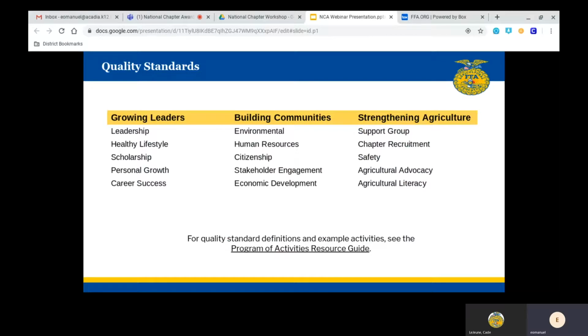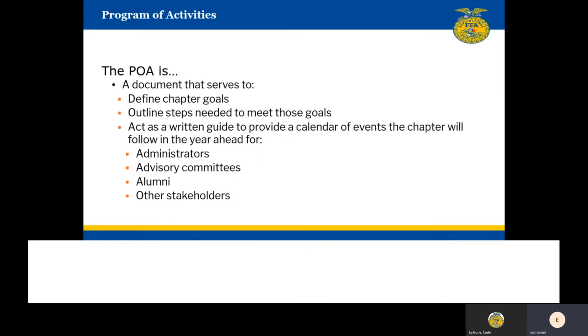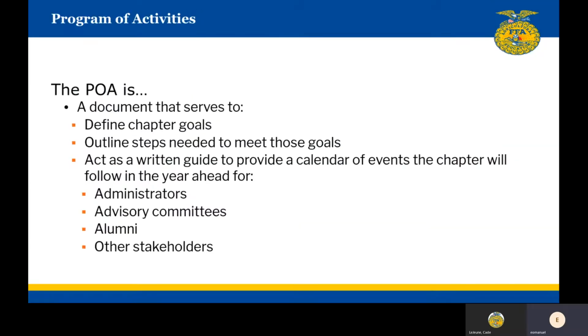So we have leadership, healthy lifestyle, scholarship, personal growth, career success, environmental, human resources, citizenship, stakeholder engagement, and economic development. And then under agriculture, support group, chapter recruitment, safety, agricultural advocacy, and agricultural literacy. And the definitions really help you, and it gives examples of what type of activities would go in each category. So our POA, like we know, helps us to define our chapter goals and the steps that we need to meet those goals.